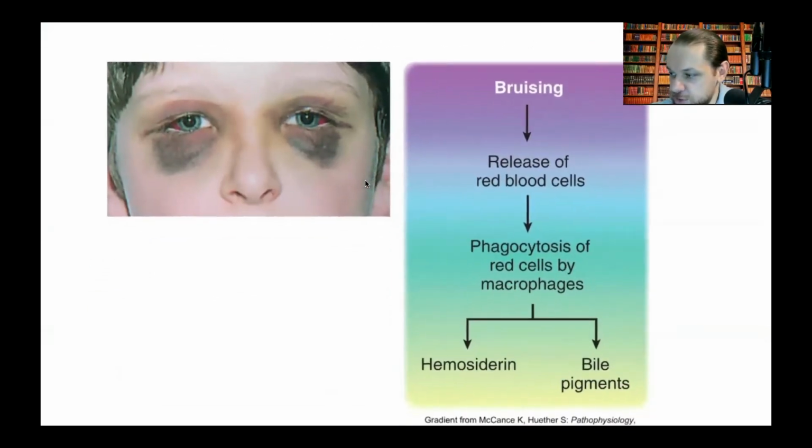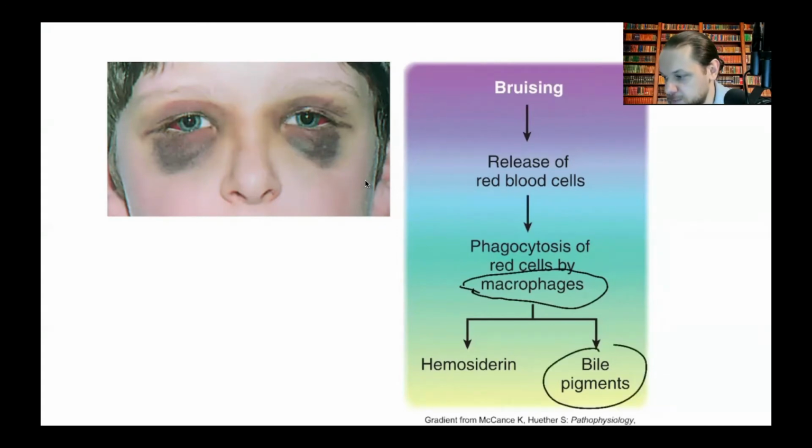Also, just to give you another perspective, we see bruising on the skin. Essentially, bruising is when the red blood cells hemolyze, or break, and you have macrophages coming in, which are big eaters. We're going to learn macrophages are essentially white blood cells made by the hematopoietic stem cells in your bone marrow. When they phagocytize these red cells, you have byproducts of bile pigments and hemosiderin, and this causes the bruising you'll see.